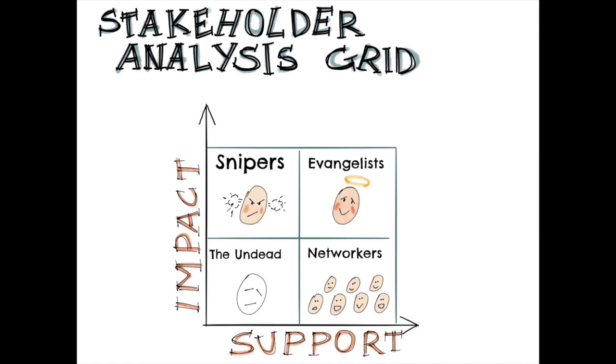Let's have a look at each one of these in turn, starting with the undead. To be quite honest, you need to be spending as little time as possible with these people. They give no support to you and have little impact in the organisation. They're probably going to be those people who are on the phone all the time, just bothering you, moaning about things, and you tend to give them what they want just to shut them up.